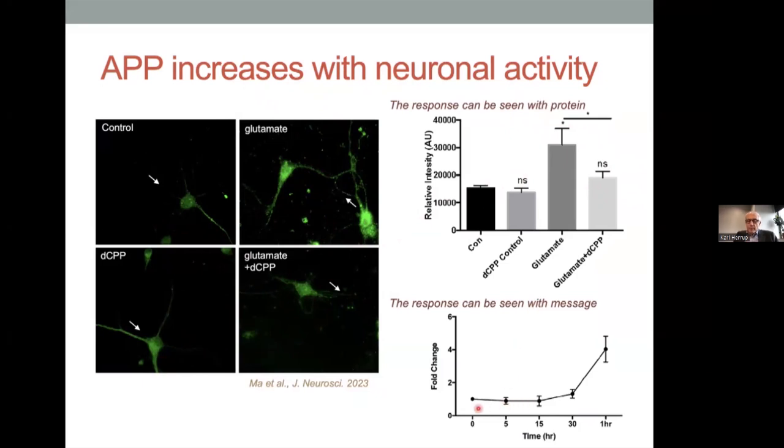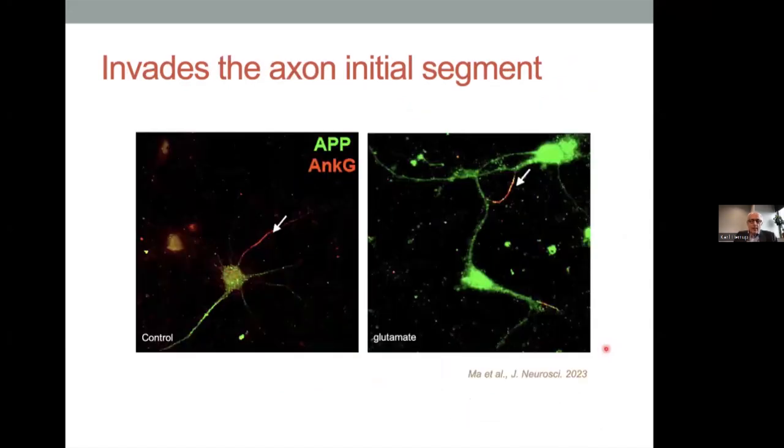If we look at the level of message, the response is extraordinarily rapid. So we hit it with glutamate at time 0, and within an hour, the level of message has gone up 3-fold. So almost an early response gene kind of response. One of the things that happens when APP levels go up is that the APP protein begins to invade the axon initial segment. So I am sure that all our neuroscientists in the audience know that the axon initial segment is where action potentials are initiated. So it's an incredibly important part of the neuron.